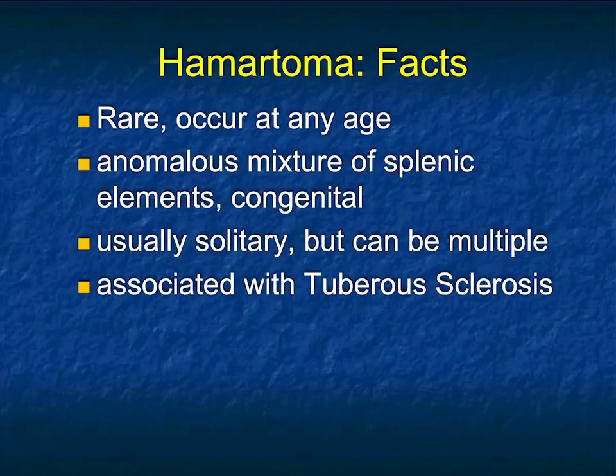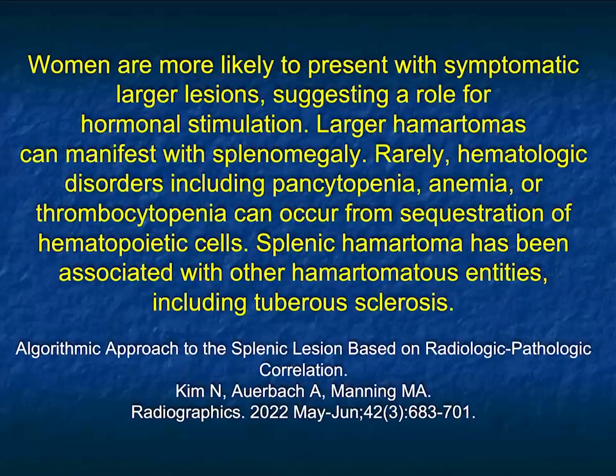Now, a lesion that occurs and is often confused with malignancy, but I think most of the time I can make the diagnosis with certainty, like 100% certainty, is hamartomas. They're rare, can occur at any age, usually solitary but can be multiple, and can be associated with tuberous sclerosis. Women are more likely to present with symptomatic larger lesions. Rarely hematologic disorders, including pancytopenia, anemia, or thrombocytopenia, can occur from sequestration.